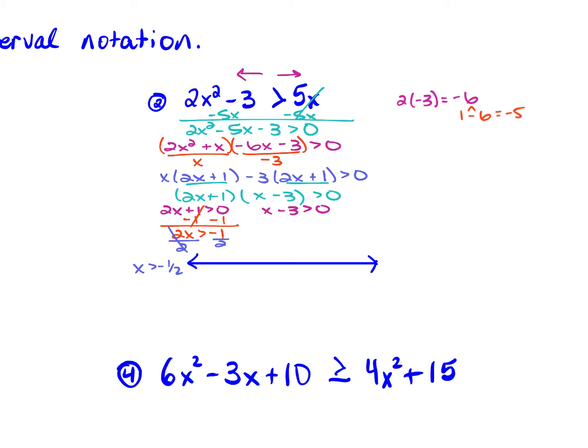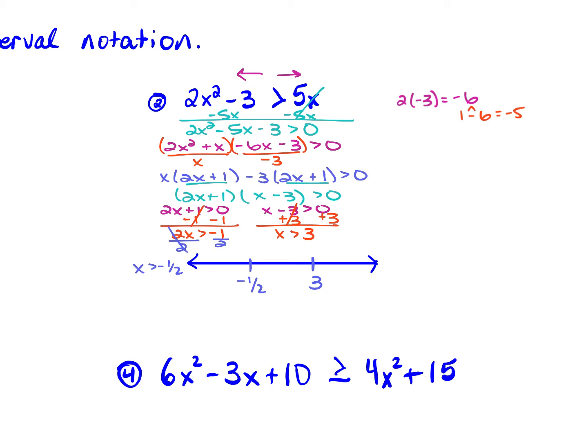For the x minus 3 is greater than 0, add your 3 to both sides. You have x is greater than 3. So on your number line, you're going to look for the negative 1/2. You're going to look for 3. We said it was greater or, so your two lines are going to go away from one another.